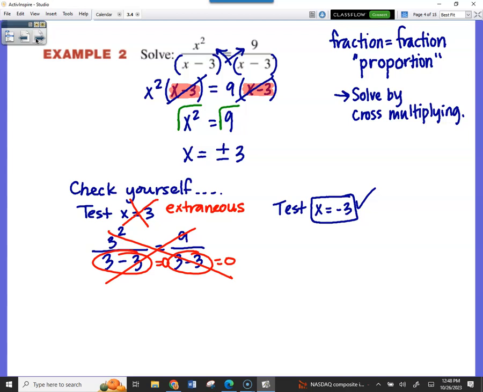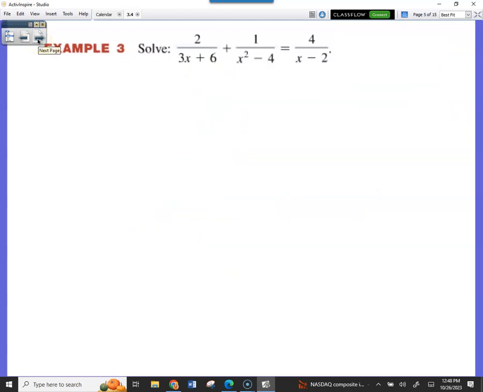All right, let's go to this one. A little bit more challenging. So, can I solve it like a proportion? Like the last one? No, because I don't have just fraction equals fraction, right? I have fraction plus fraction equals a fraction. Can't solve that like a proportion. You're going to have to solve this the way we did the first one.